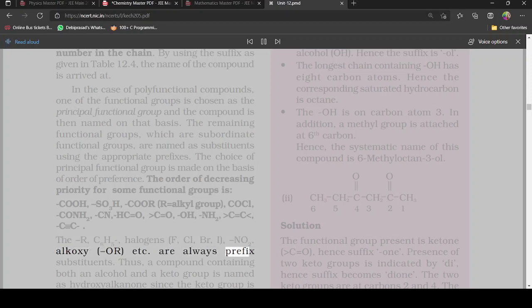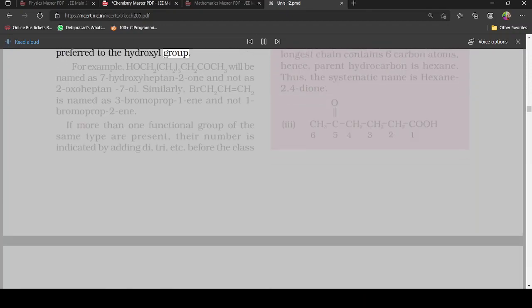These are always prefix substituents. Thus, a compound containing both an alcohol and a keto group is named as hydroxyalkanone, since the keto group is preferred to the hydroxyl group. For example, HOCH2(CH2)3CH2COCH3 will be named as 7-hydroxyheptan-2-one and not as 2-oxoheptan-7-ol. Similarly, BrCH2C≡CH is named as 3-bromoprop-1-yne and not 1-bromoprop-2-yne.